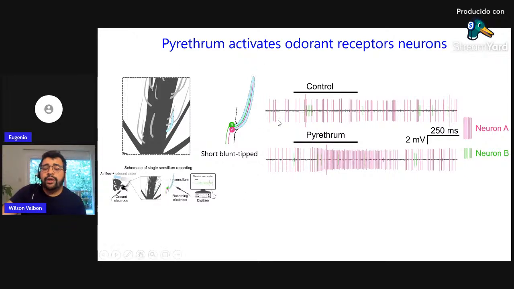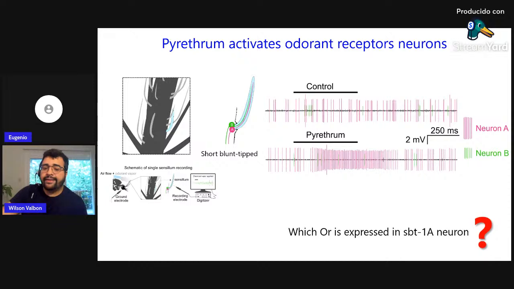So then we could see that the SBT1 sensillum, short blunt tip sensillum, is activated by pyrethrum here. As you can see, we have an increase of the spike frequency for pyrethrum in this A neuron and nothing for the B neuron. We found that at least one odorant receptor neuron is being activated by pyrethrum extract.